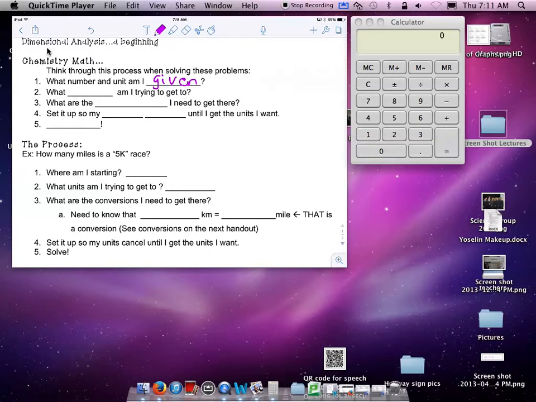The other thing is that you want to know where you're going to end up. So what unit are you trying to get to? If you're given centimeters and you're trying to get to meters, that's important. Or if you're given grams and you're trying to get to moles, that's where we're going with this.